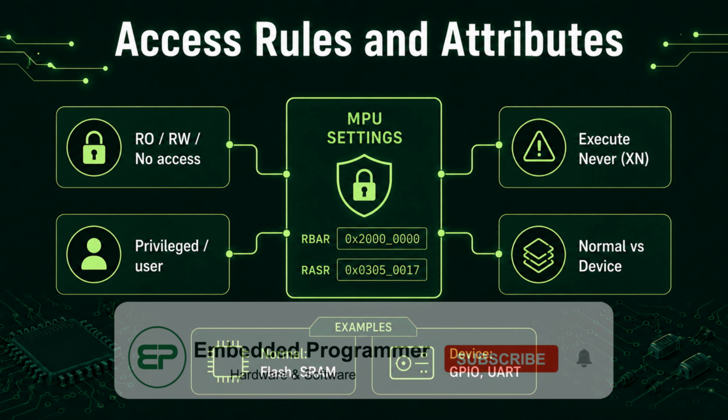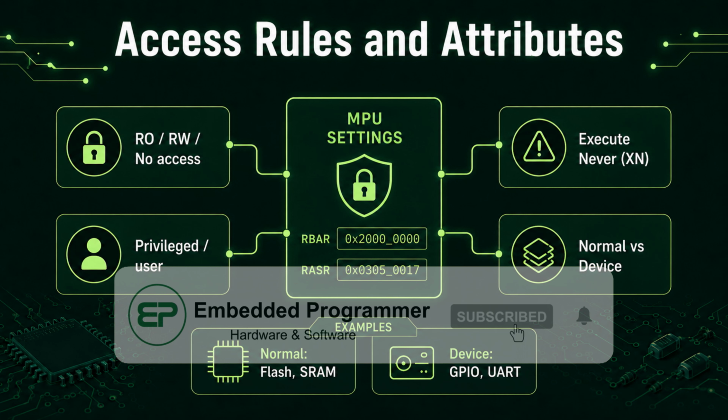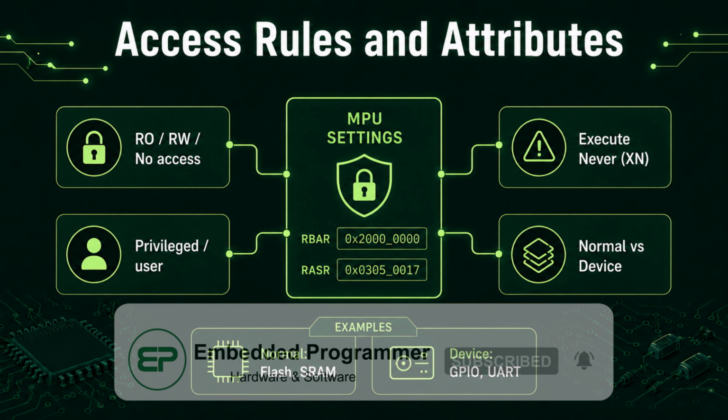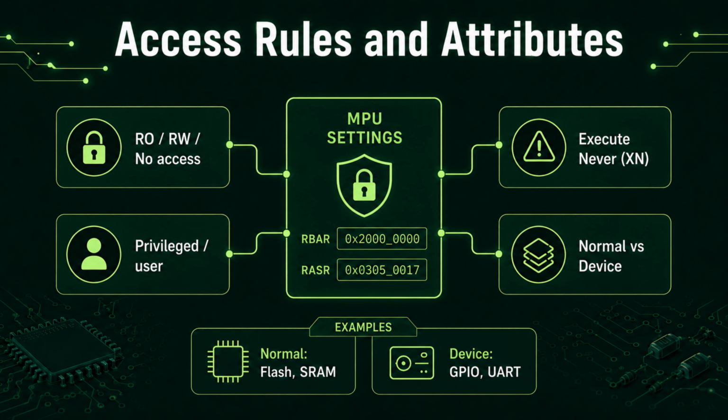An MPU region contains several important access control settings. The access permission field defines whether privileged and unprivileged software can read or write the region. A region may be read-only, read-write, privileged only, or completely inaccessible. The execute never attribute, normally called XN, determines whether instructions may be fetched from the region. SRAM and peripheral regions should normally be marked execute never, while application flash must remain executable.